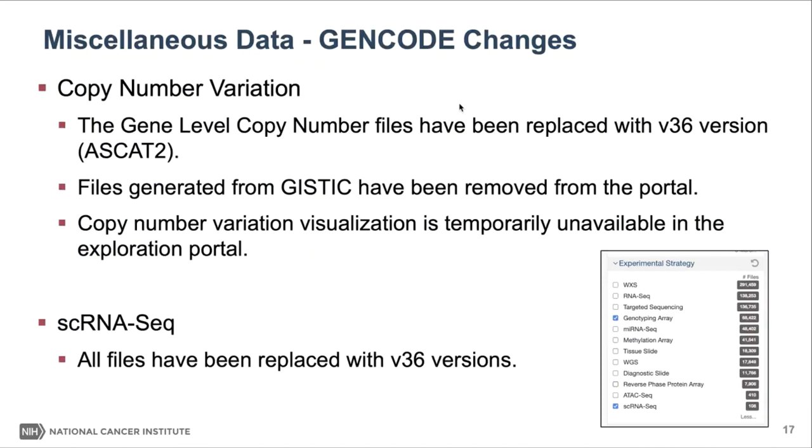The last thing I want to mention about copy number is that because the GDC is still determining how to properly visualize data from a different pipeline, the visualization on the exploration portal for copy number variation is temporarily unavailable, but it will return sometime in the future. Lastly, for single-cell RNA-Seq, all of the files have been replaced with v36 versions. This includes all of the gene expression, secondary expression, and the alignments.